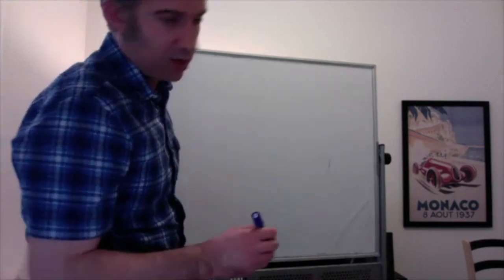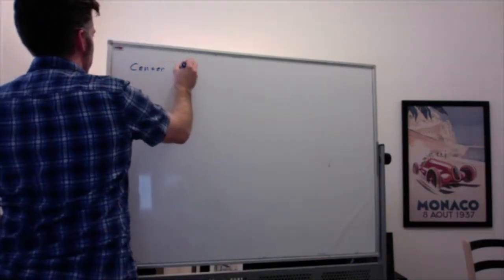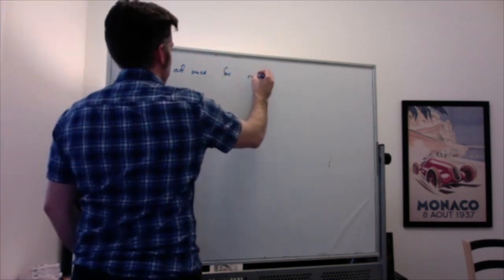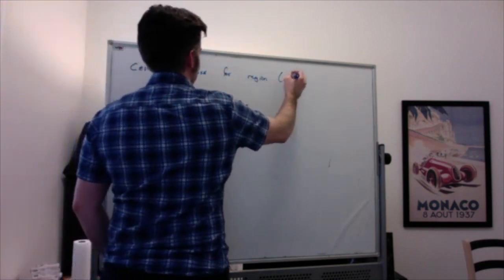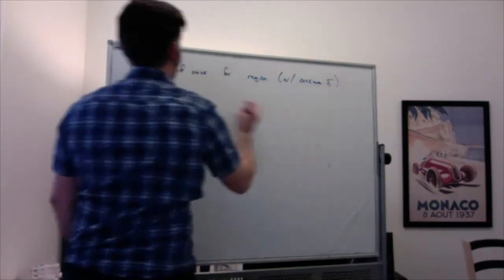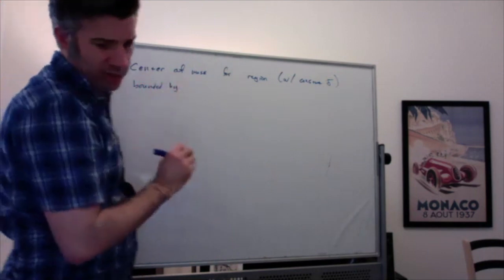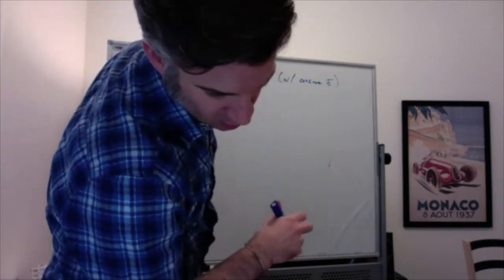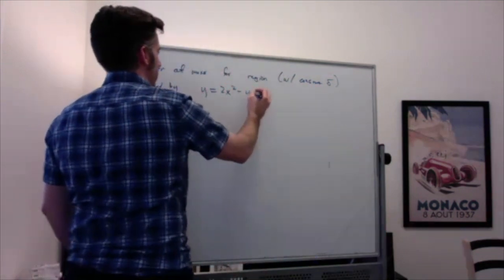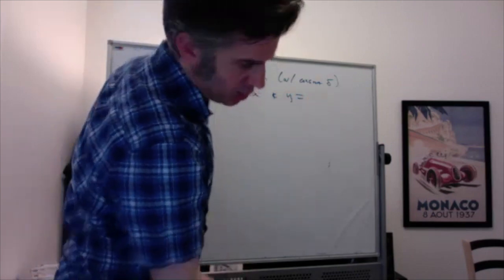So I want to find the center of mass for the region with constant density bounded by the following parabolas. Did I pick an odd problem? Am I smart enough? Nope, I didn't. Oh well, it's too late. y equals 2x squared minus 4x, and y equals 2x minus x squared.